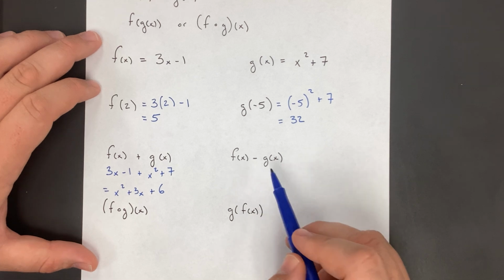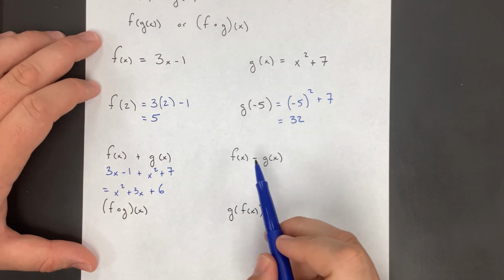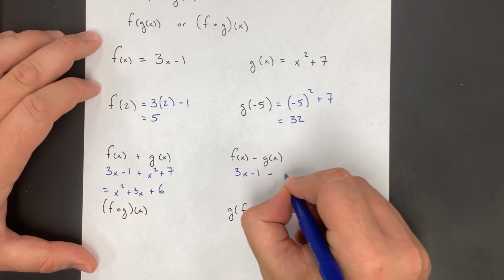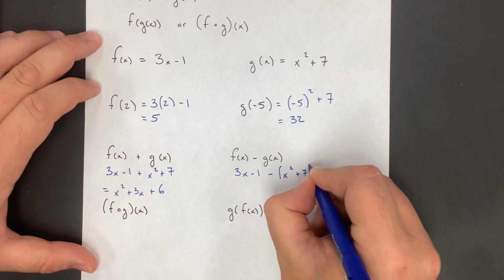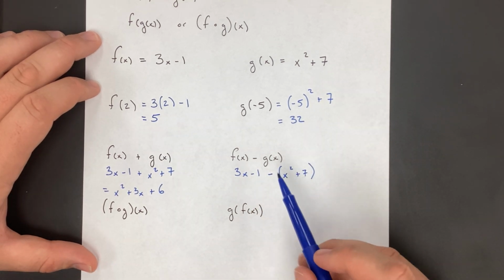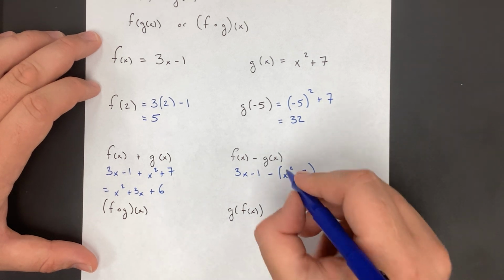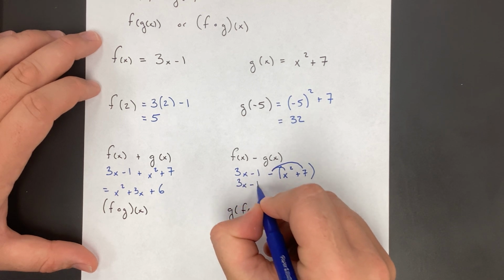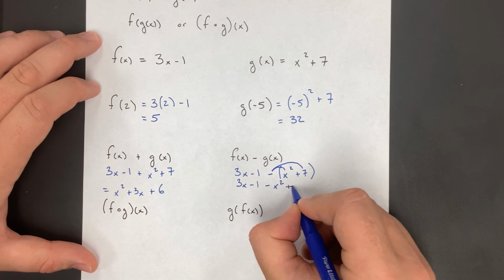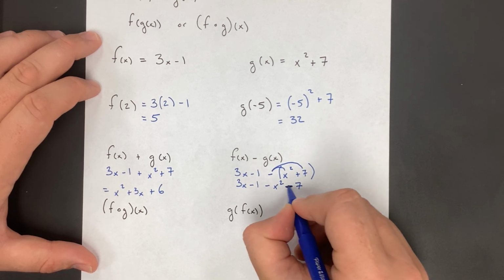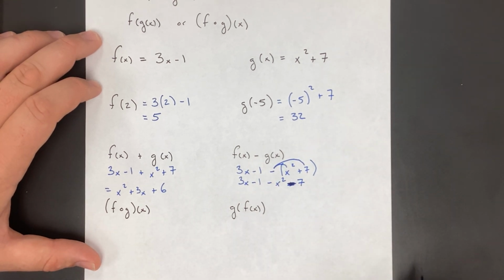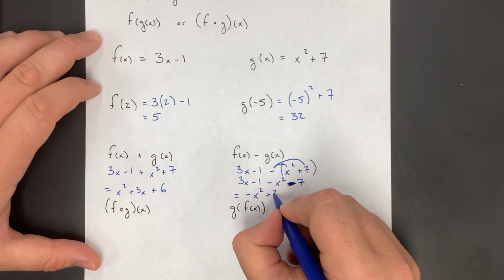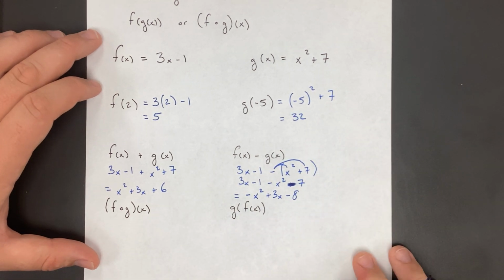Next, we have f of x minus g of x, and what I want you to pay attention to is because we're subtracting another function, I'm going to put parentheses around that function. So I have 3x minus 1 minus x squared plus 7. The reason I put parentheses around there is so I'm subtracting all of the terms that are in that g of x. I need to make sure I'm essentially distributing that minus, so it becomes 3x minus 1 minus x squared, minus 7, that should be a minus sign. Let me fix that, minus. So we'd have negative x squared, or the opposite of x squared, plus 3x minus 8.